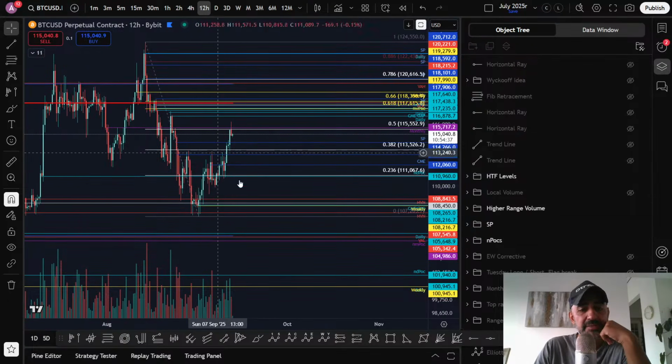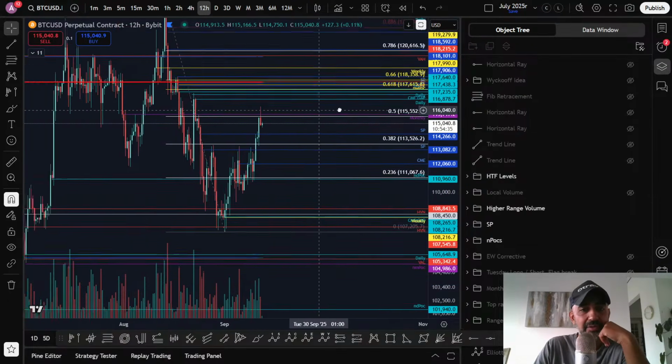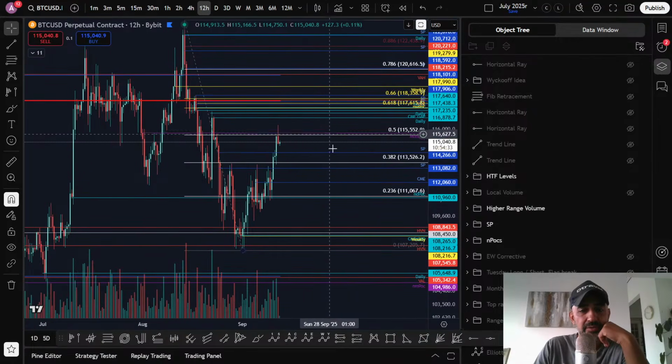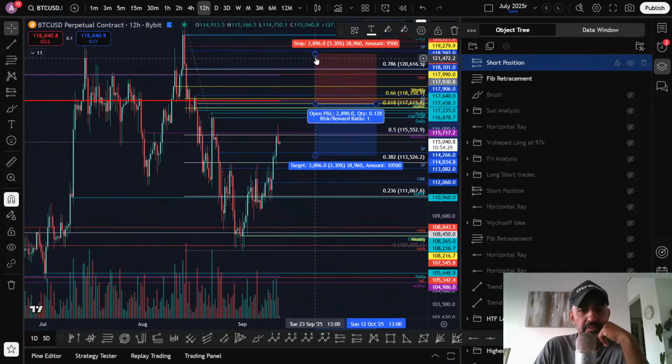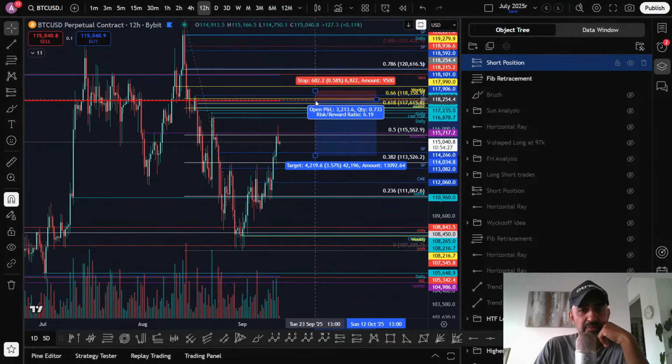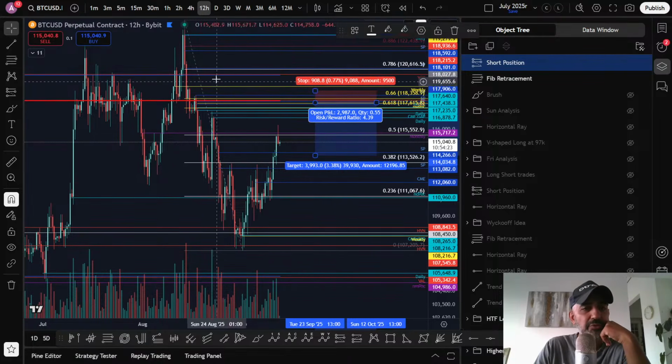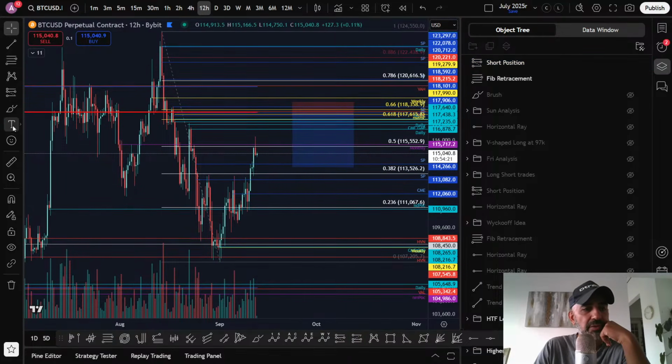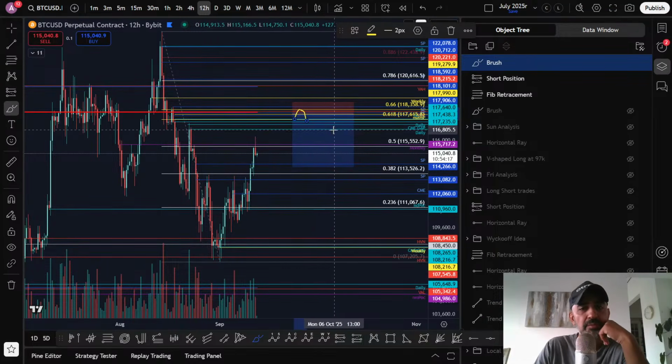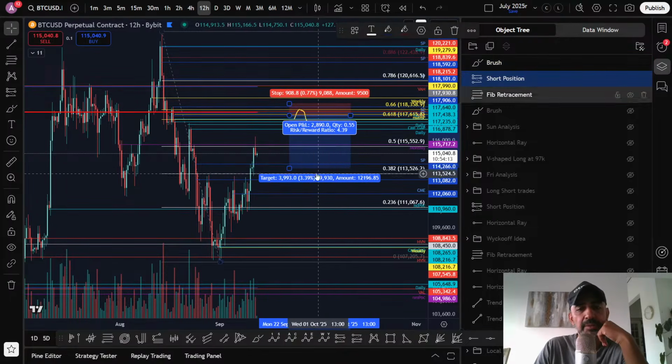And so, I still think that we have a possible short in play here. Same as what I said before, it'd be nice to touch the point of control. You have to wait for the reaction, as always. Once you get the reaction, you can short because you have an invalidation.